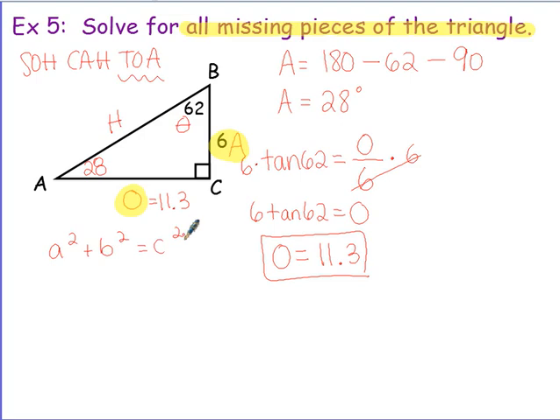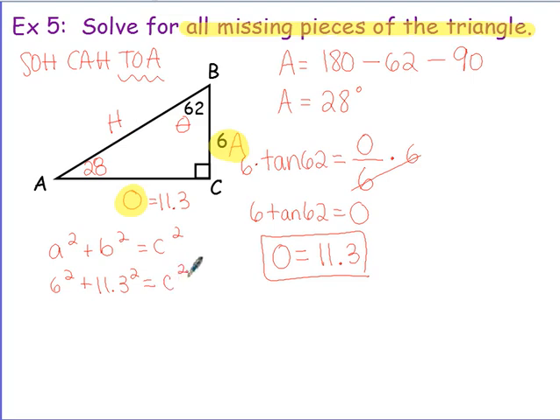Well, which one was the most important one in the Pythagorean theorem? The hypotenuse. The hypotenuse was always this one. Okay, this is where the hypotenuse is going. It doesn't matter which one of these you put which number. So a squared is going to be 6 squared, plus b squared is 11.3 squared, equals the hypotenuse, which is c squared.